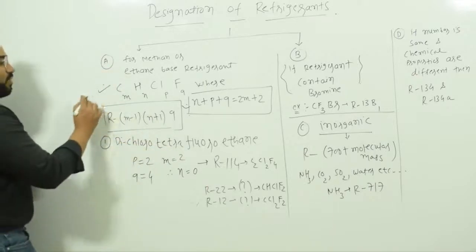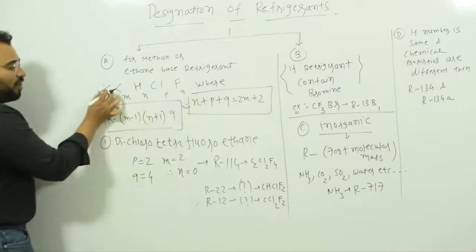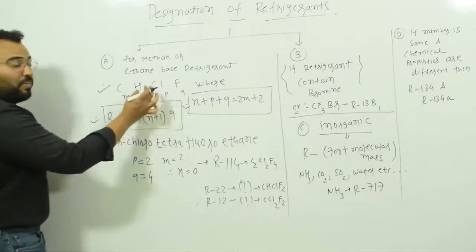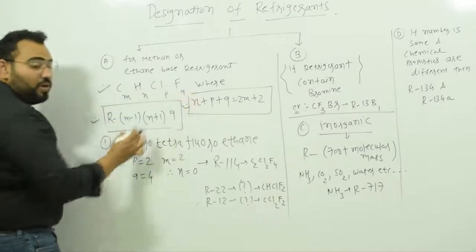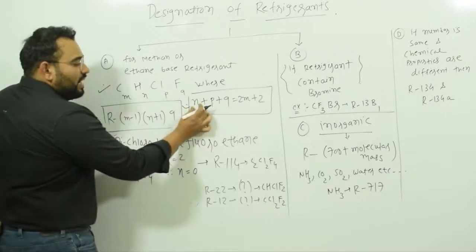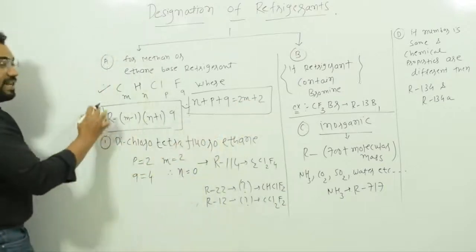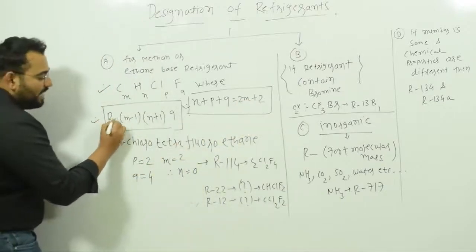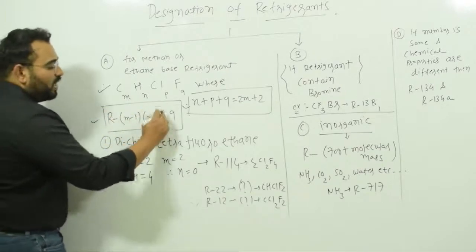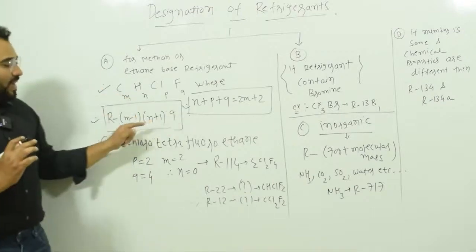So you have to remember these formulas: CmHnClpFq, where M is the number of carbon atoms, N is the number of hydrogen atoms, P is the number of chlorine atoms, and Q is the number of fluorine atoms. And you have to remember this: N plus P plus Q is equal to 2M plus 2. And you have to remember how to give the refrigerant number: R dash (M minus 1)(N plus 1)(Q). So remember this, this and this.